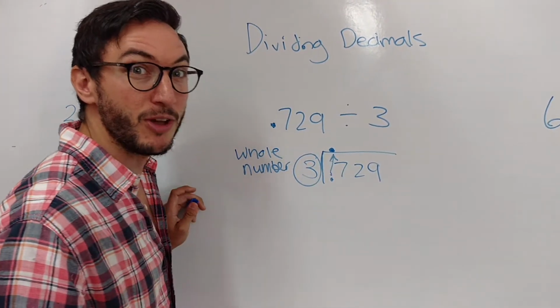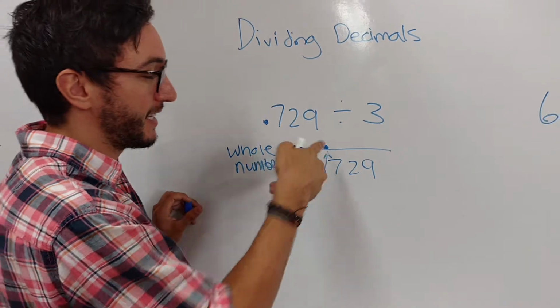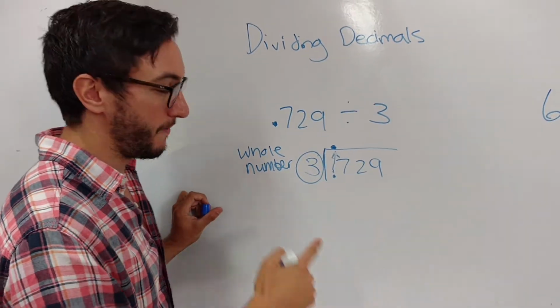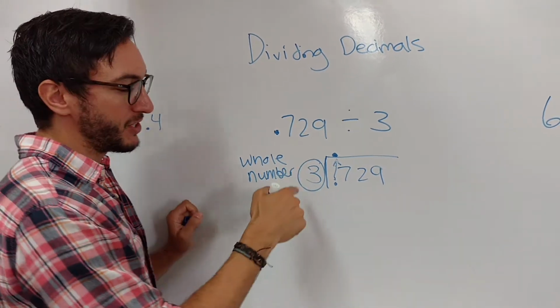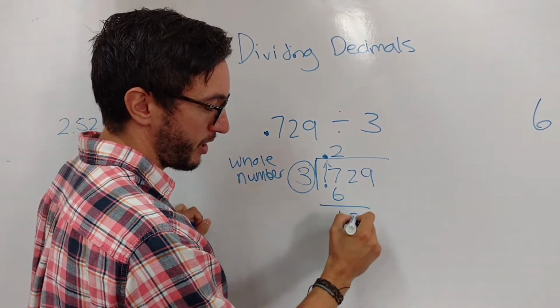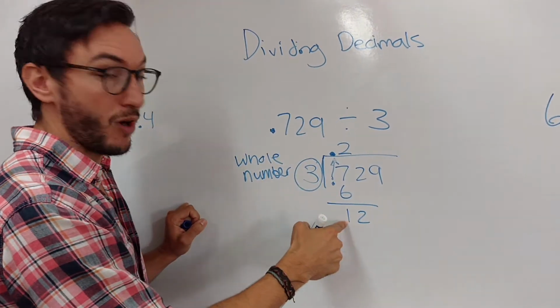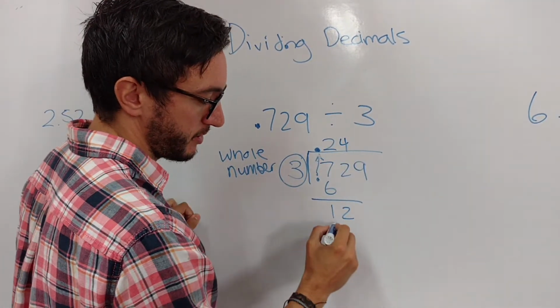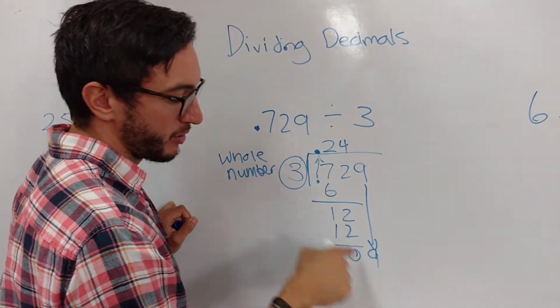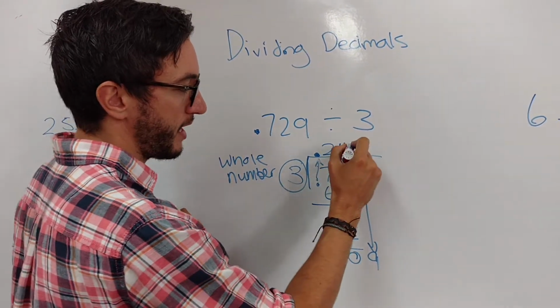And I know some of you guys use the words back bite. It's like a back bite. That might be helpful for you to think about as well. Then I just do normal division. 3 goes into 7 2 times. Gives me 1, 2. 3 goes into 12 4 times, which gives me 12. Bring down the 9. 3 goes into 9 3 times.